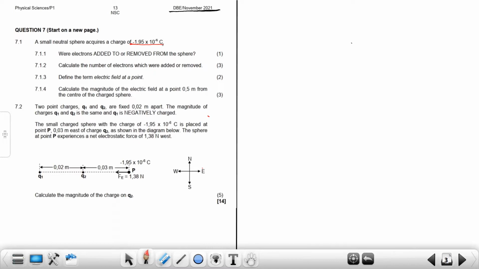So if you are now being removed, it means you become more positive. So the correct answer here is it is added to, because now the sphere is becoming negatively charged. So you become more negative when the electrons are added to you. That was an easy 1 mark.